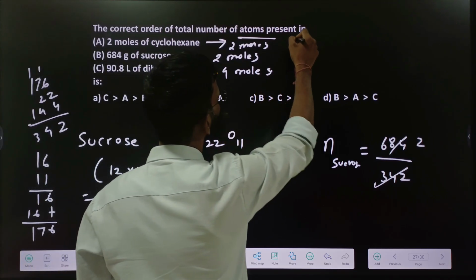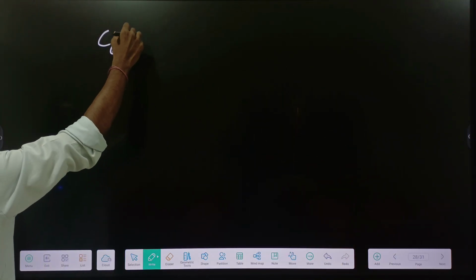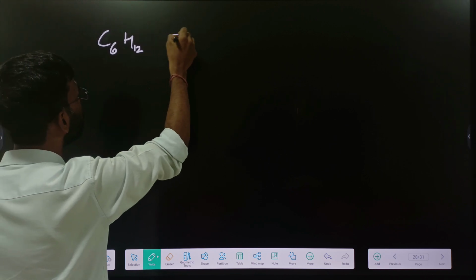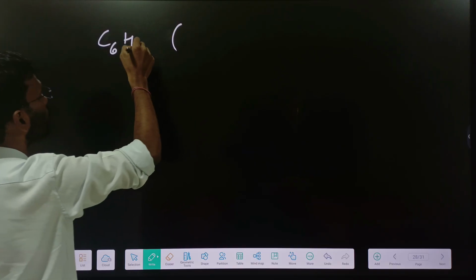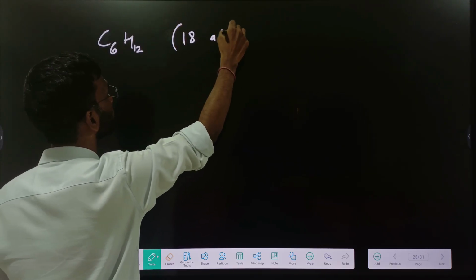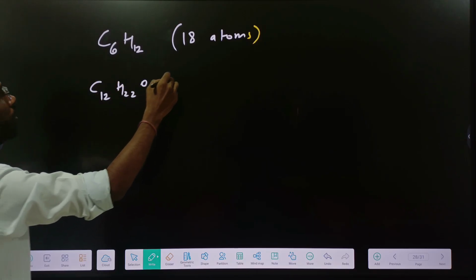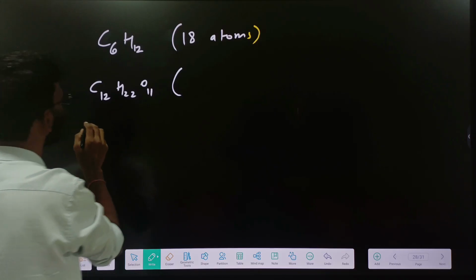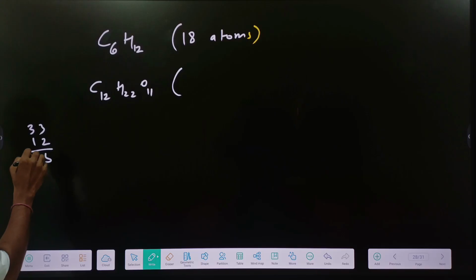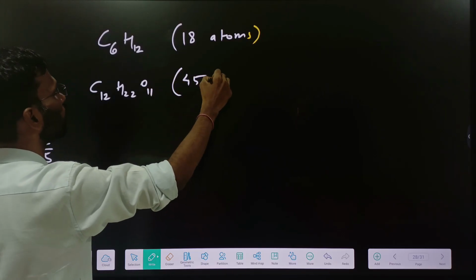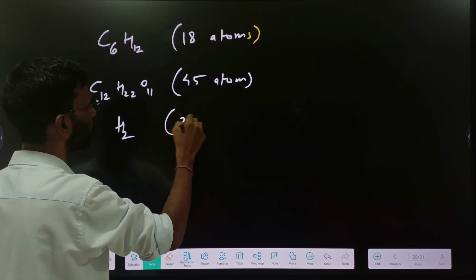Cyclohexane molecular formula is C6H12. How many atoms will be there? This one molecule has 12 plus 6, 18 atoms. Then sucrose, C12H22O11 has how much? 12, 33 plus 12, 45. This has 45 atoms. And H2 has how much? 2 atoms.